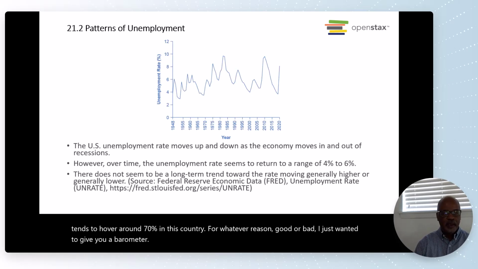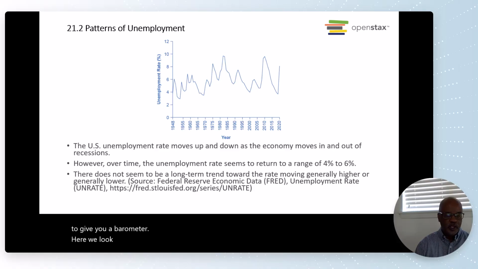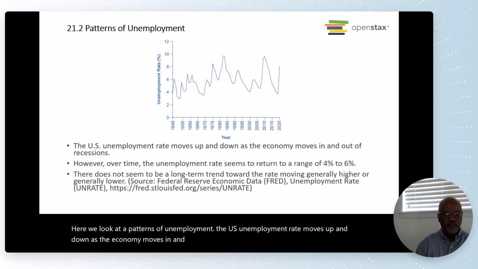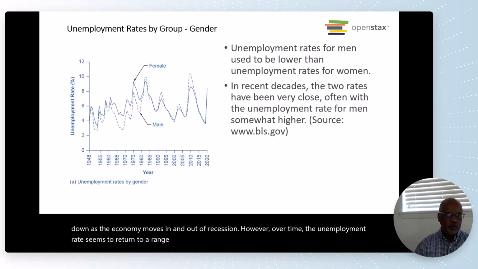Here we look at patterns of unemployment. The U.S. unemployment rate moves up and down as the economy moves in and out of recession. However, over time, the unemployment rate seems to return to a range of 4 to 6%. If you look today, you'll see unemployment rate around 4.5% right now.